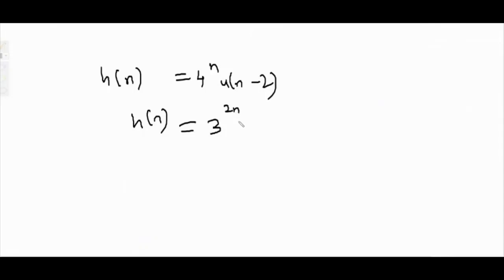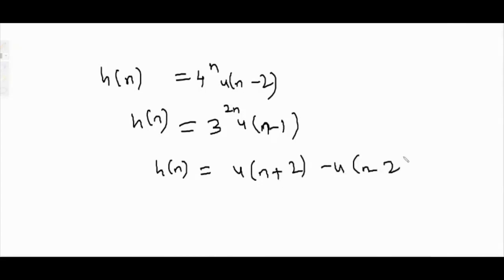Okay, two more practice questions. Let us say h(n) = 4^n u(n-2). h(n) = 3^(2n) u(n-1). h(n) = u(n+2) - u(n-2). h(n) = u(n-2) - u(n-3).